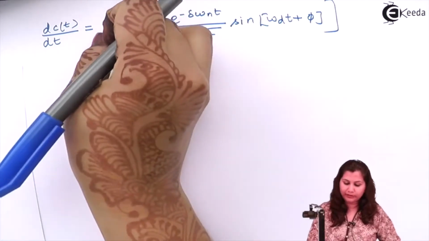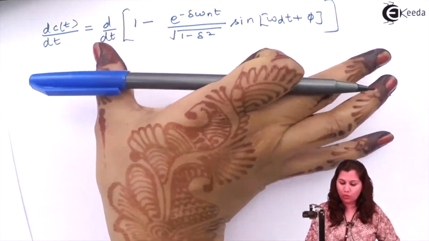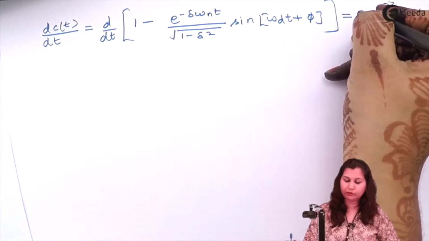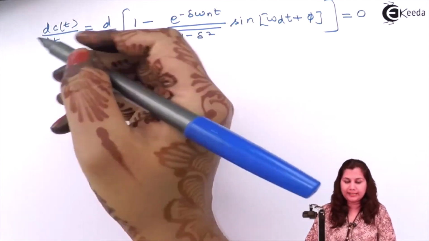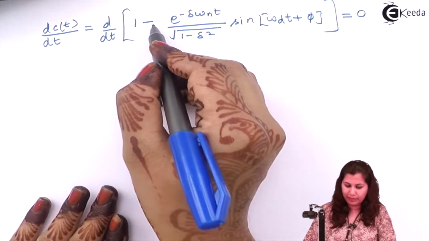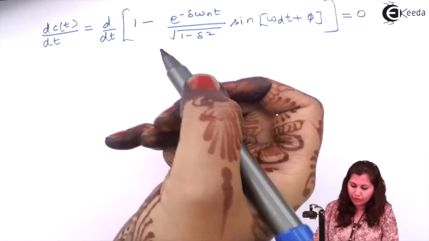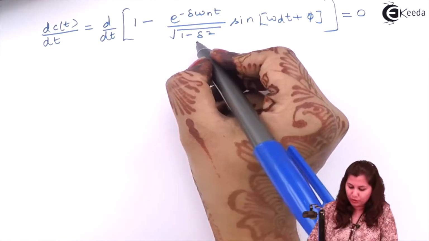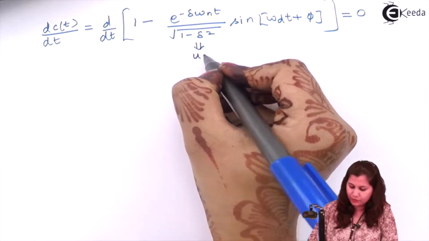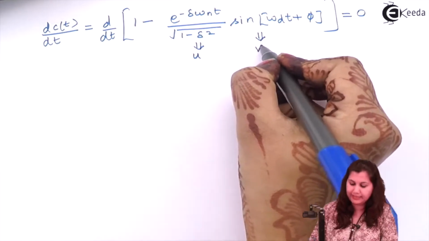So we have to calculate the derivative of this whole expression, and we have to put it equal to 0. So the derivative of 1 is 0, and then we have this minus sign. We have a multiplication of two terms, so consider the first term as u and the second term as v.